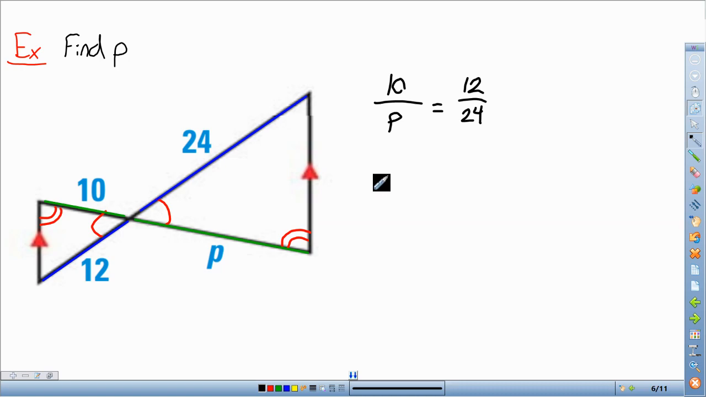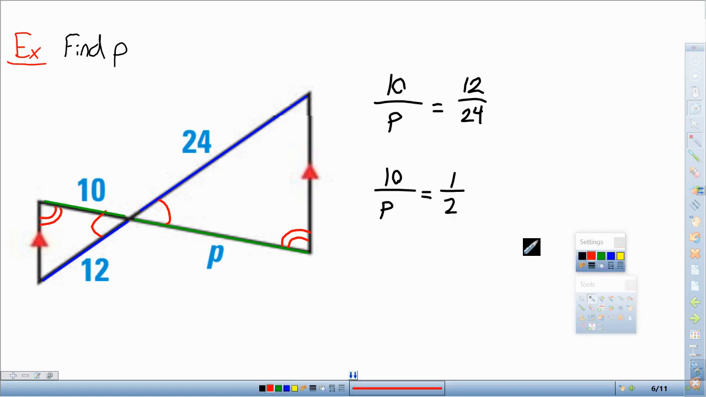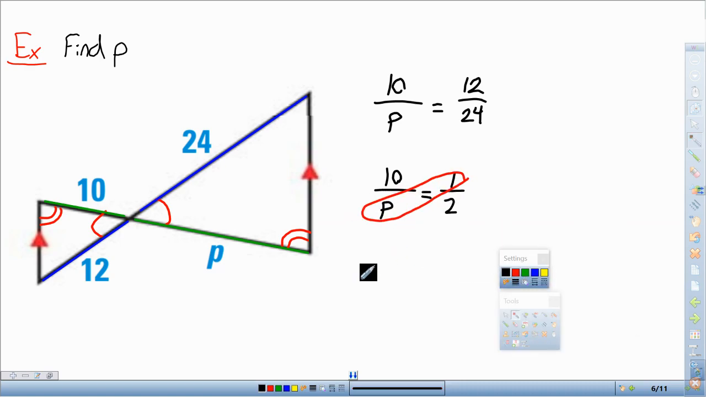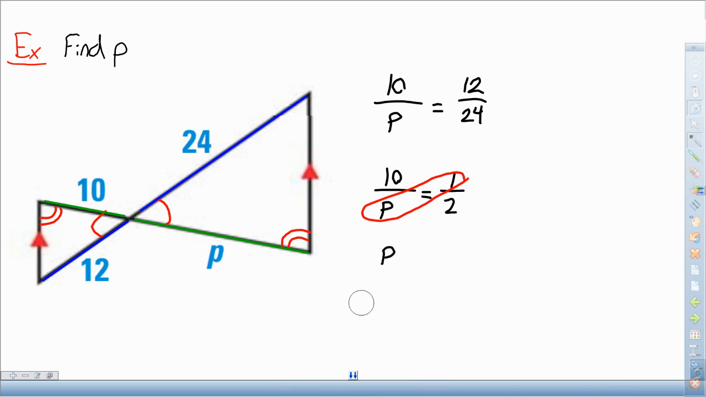So let's actually go one more step, and let's say, okay, 10 over p equals 1 over 2. Okay, and now when we go to cross multiply, our answer just kind of shows up in front of us. We get a 1 times p. Okay, 1 times p is a 1p, or p, and 2 times 10 gives us 20. And there it is.